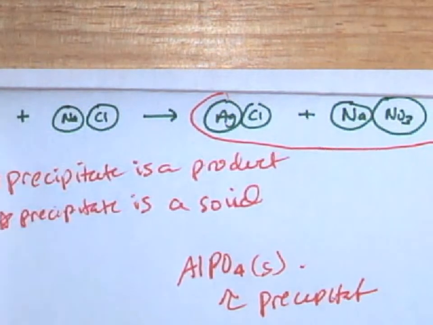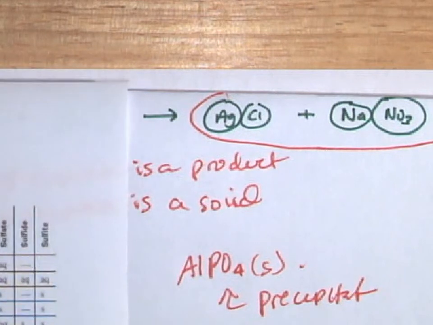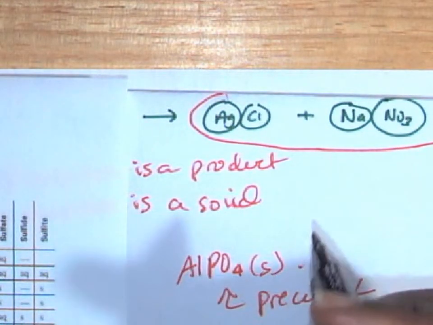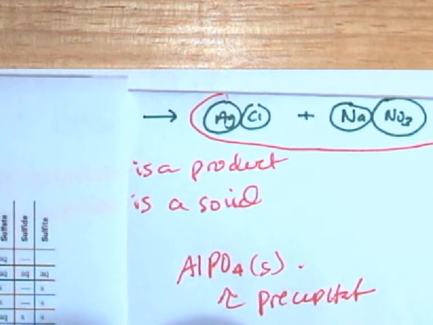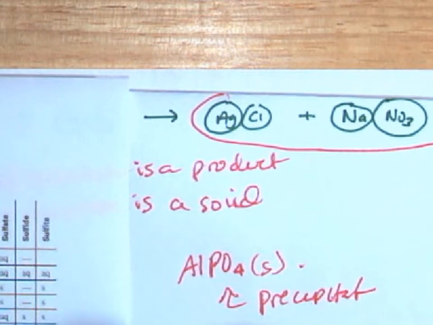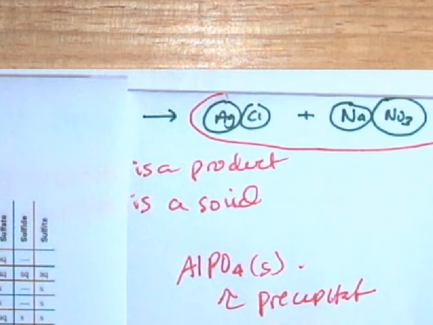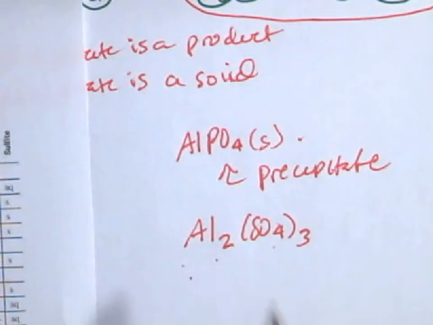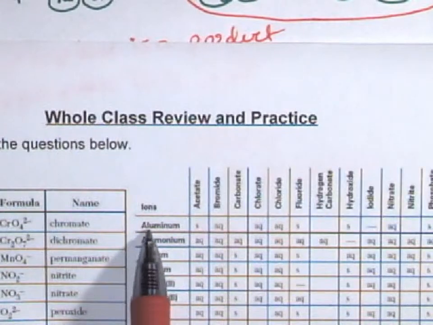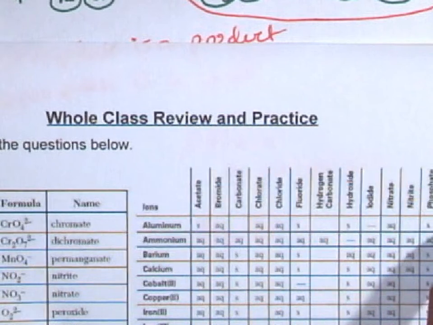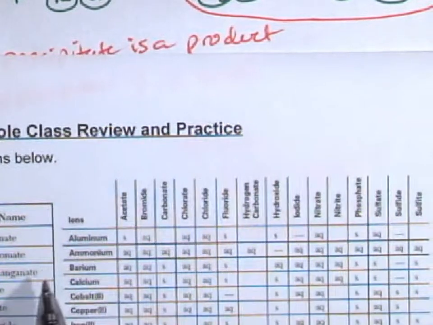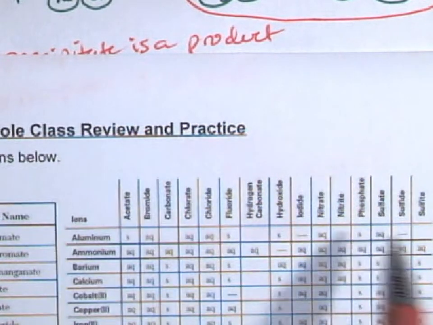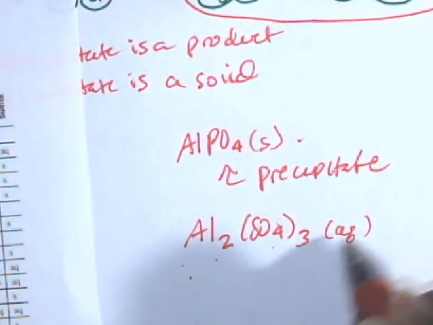All right. Let's say instead of aluminum phosphate, the one you were looking at was aluminum sulfate. That would be Al2(SO4)3. This is aluminum sulfate. To figure that out, again, I go to the chart, find aluminum, and find sulfate, here it is. I see AQ. AQ means aqueous, meaning it's dissolved in water. So in this case, this is not a precipitate.